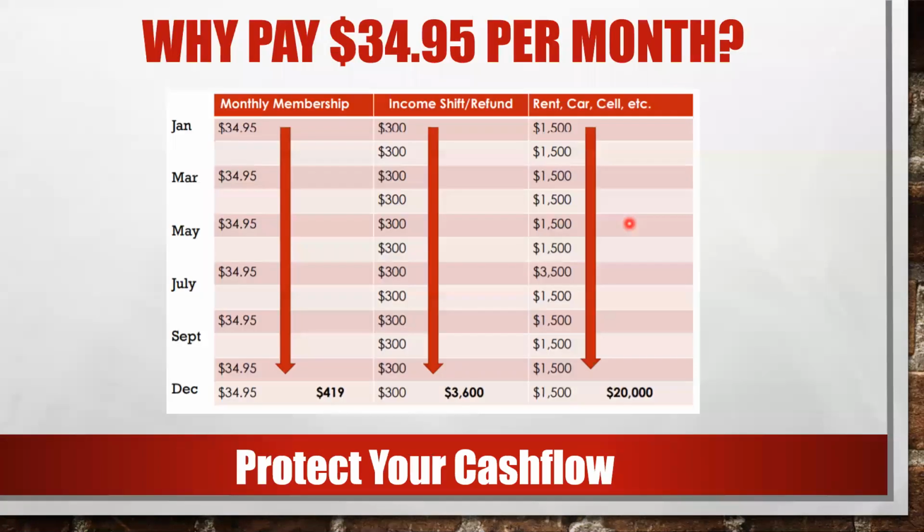Protect yourself. Pay your $34.95 membership every month. There's a reason why you're doing that. Every month you pay your $34.95. That covers your income shift from your W-4 and your write-offs for that month. So by the end of the year, you will have paid $419 to keep your business going. Because every month you pay your membership, MyEcon is going to report to the IRS that you paid your membership.